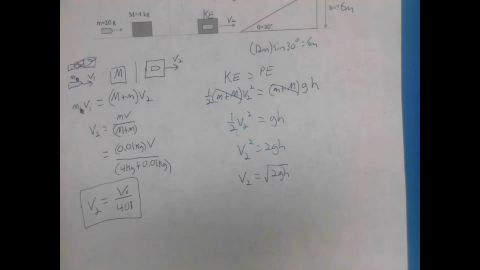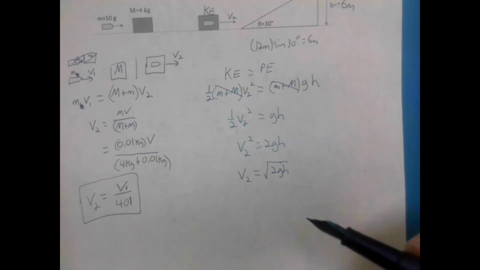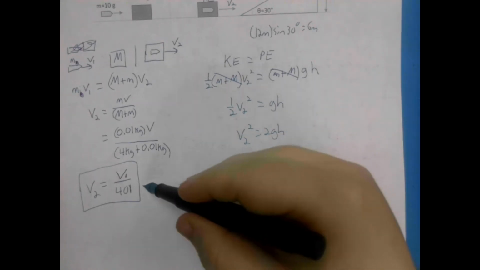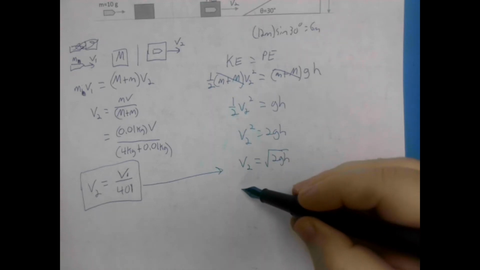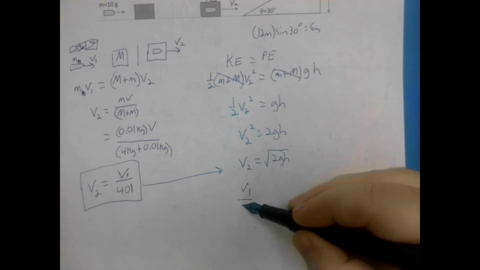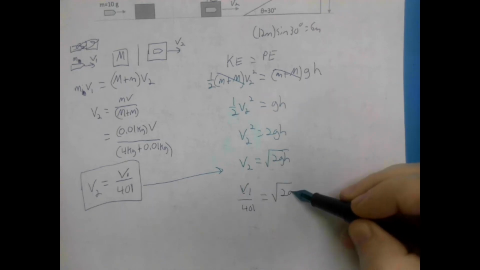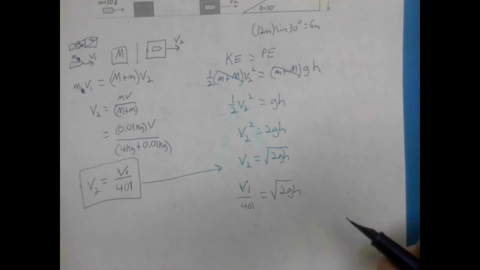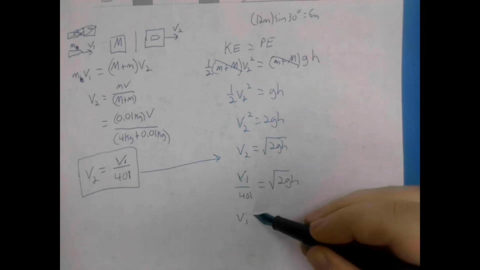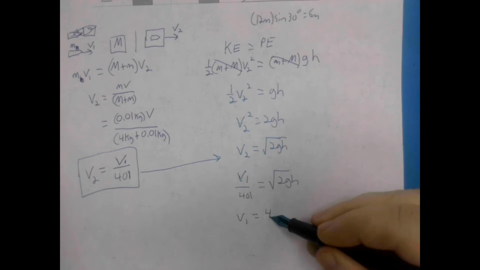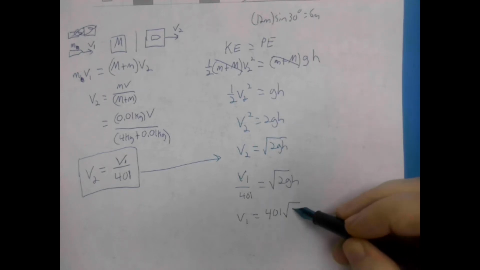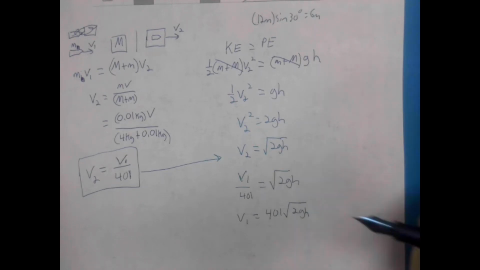And then I can plug this into the equation. So substitute this in here. That is V1 over 401 is equal to the square root of 2gh. So V1 is equal to 401 times the square root of 2gh.